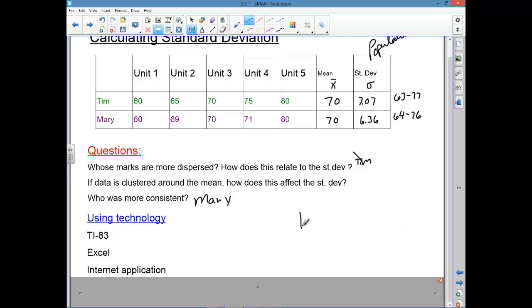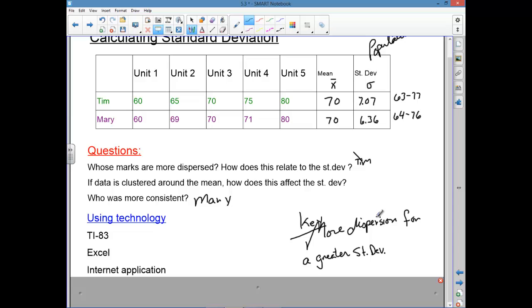So key idea out of this, big idea. What you're looking at is more dispersion for a greater standard deviation. So the smaller your standard deviation, the more consistent your marks should turn out. They're going to be closer together to the mean.